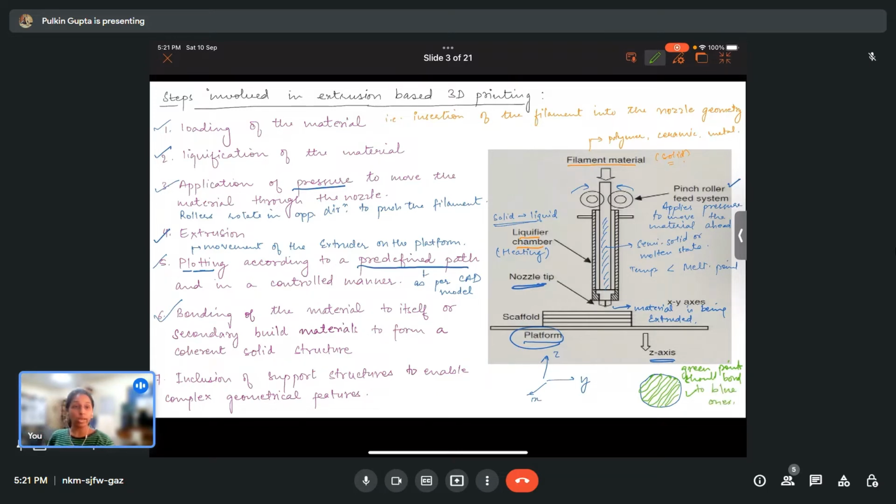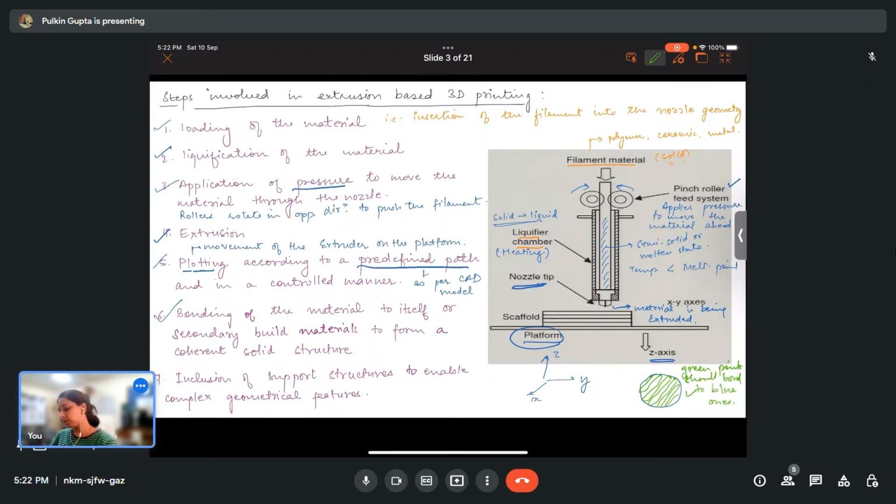And why should they bond? So that there is good bonding of the material and you get a solid structure. If this doesn't bond, then what will happen? Your blue circle or the outer boundary will be one part and the inside infill pattern will be a second part. So you will not get a coherent solid structure. Instead, you will be getting two different parts.